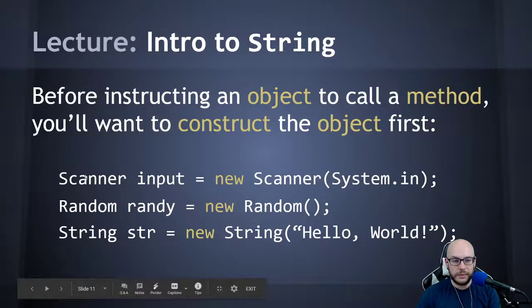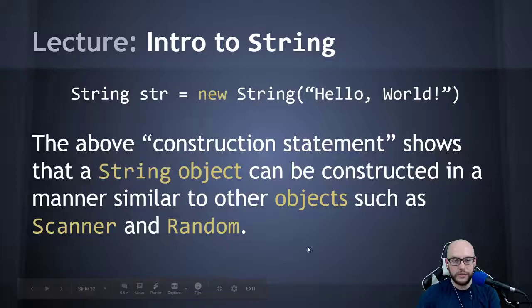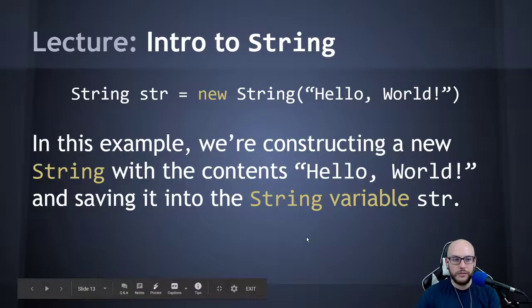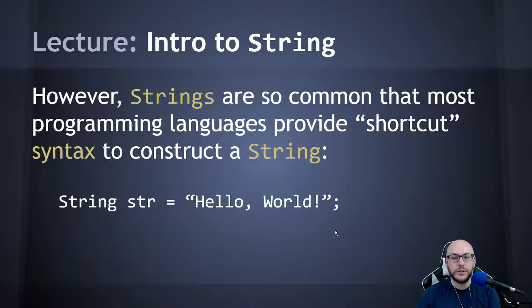These are data types. Over on the right-hand side is where we're actually creating the object. It's a Scanner object, a Random object, a String object. And then this, of course, is just the variable name: input, randy, str. So this is very similar to how we made objects with Scanner and Random. In this above example, we're constructing a new string with the contents hello world and saving it into a string variable called str. However, strings are so common that most programming languages provide a shortcut syntax to construct a string.